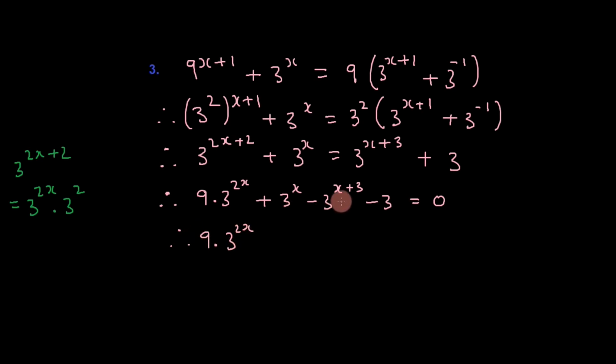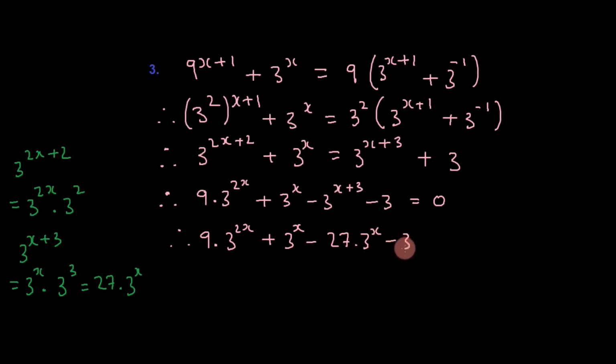We're going to take out a common factor here. Then also 3 to the x plus 3 we can write as 3 to the x times 3 cubed. And this, of course, is 27 times 3 to the x. So perhaps we should first rewrite 3 to the x plus 3 as 27 times 3 to the x.